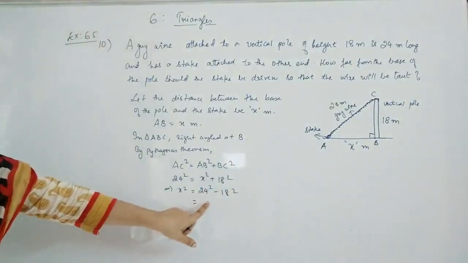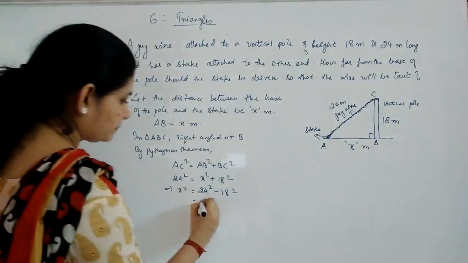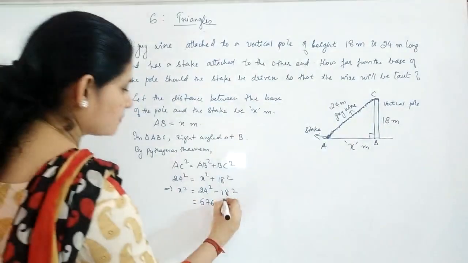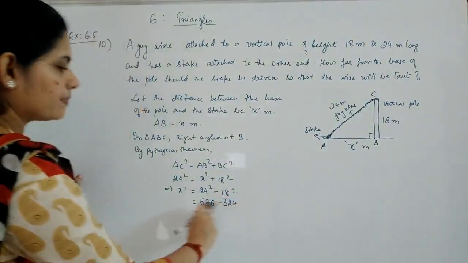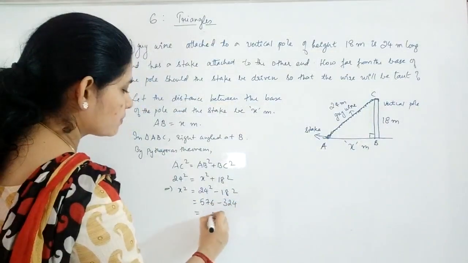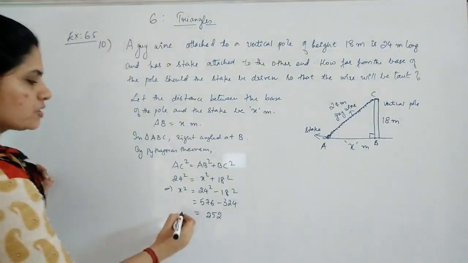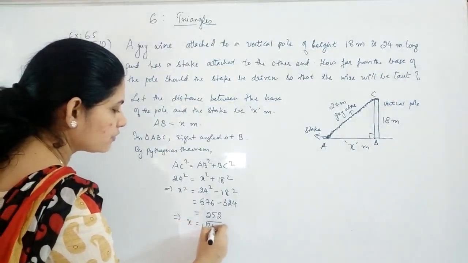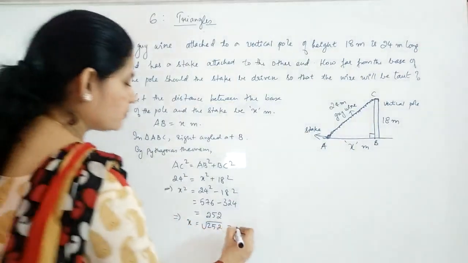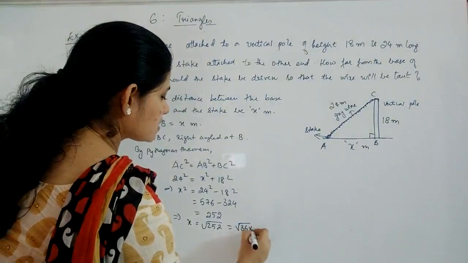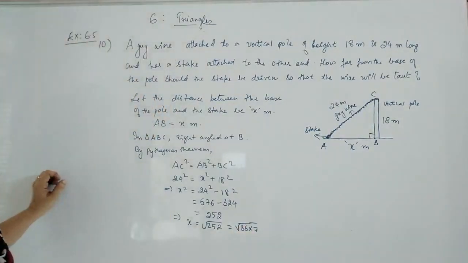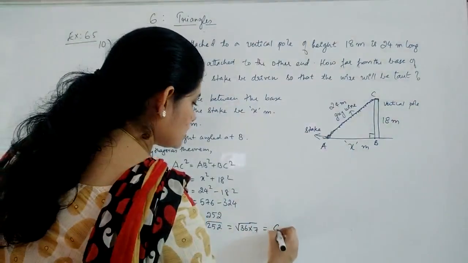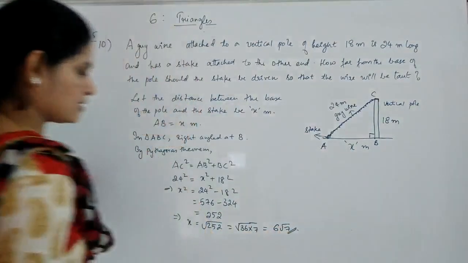24 square is 576 minus 18 square is 324, and subtracting these two will give you 252. So you're getting x square as 252. That means x is root of 252, and root of 252 is root of 36 into 7. So 36 into 7 will give you 252. Hence, you will get x to be 6 root 7.